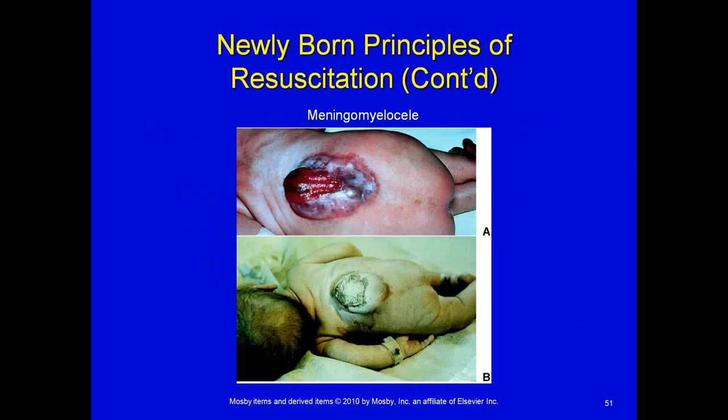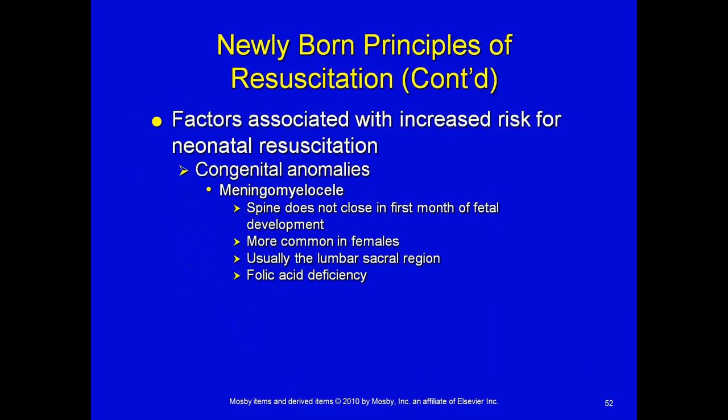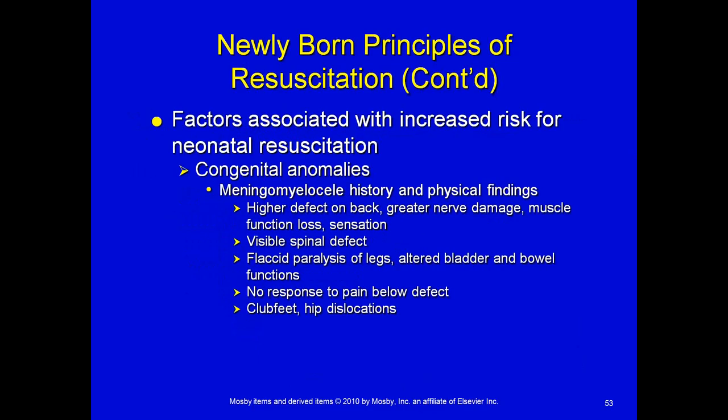Depending on how high this is on the back of the baby may determine whether or not they're paralyzed from the waist down, that sort of thing. The spine does not close in the first month of fetal development. It's more common in females. It's usually the lumbar sacral region. It can be the result of a folic acid deficiency as well. Again, the higher the defect on the back, the greater the nerve damage, the greater the muscle function loss, and the loss of sensation. It's a very visible spinal defect, because you saw that on both of those slides.